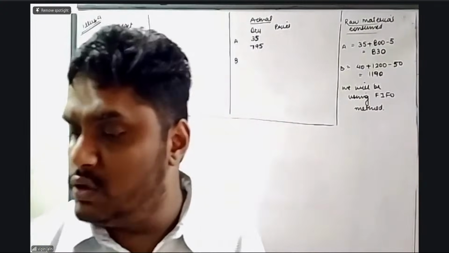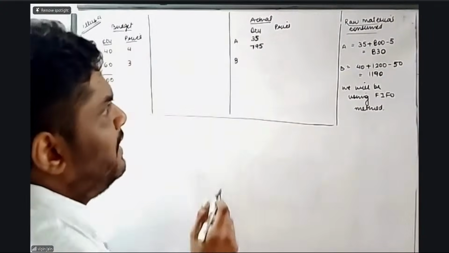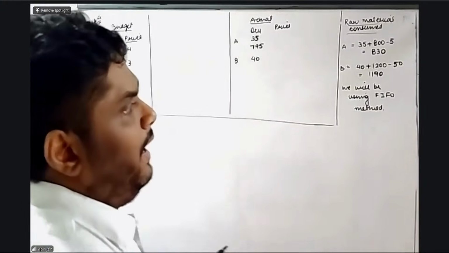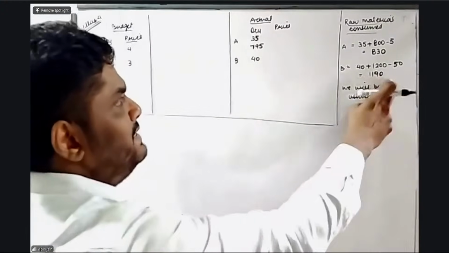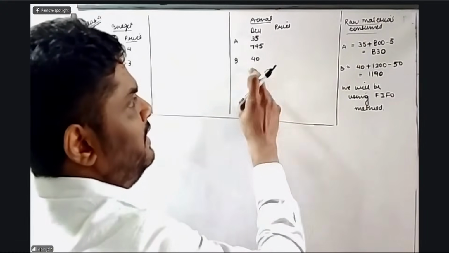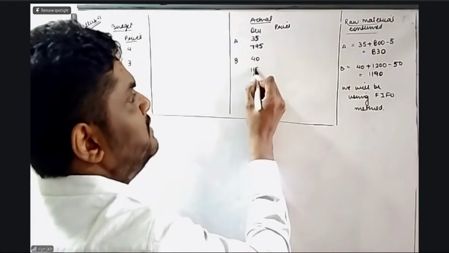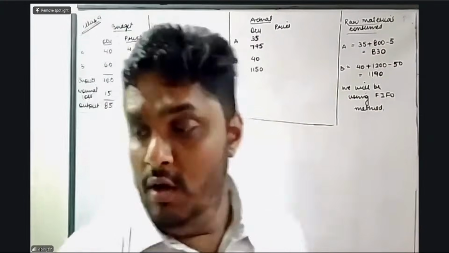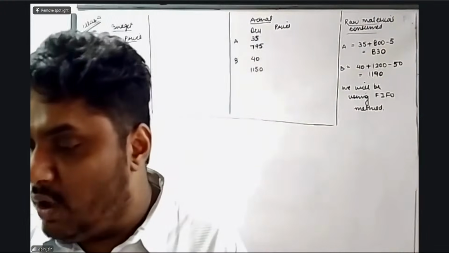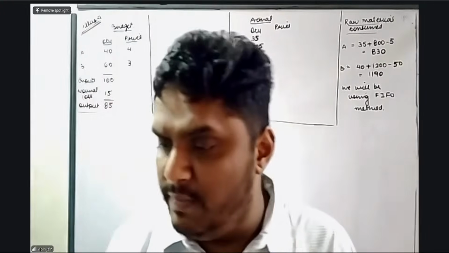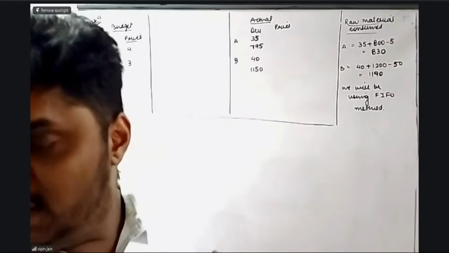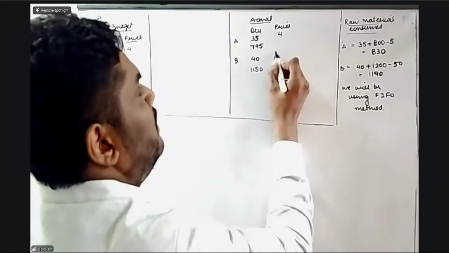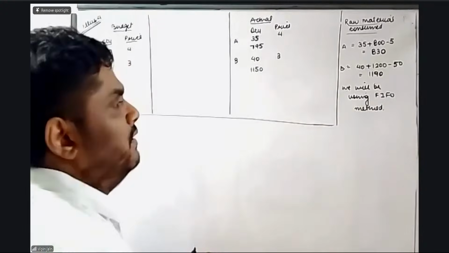Similarly for B also, 40 will be consumed from the opening stock and 1190 minus 40, that is 1150, will be consumed from the purchases that are made during the year. Further, the price of opening stock is the same as the standard price, that is standard price is 4 and 3. So herein it will be 4 and herein it will be 3.